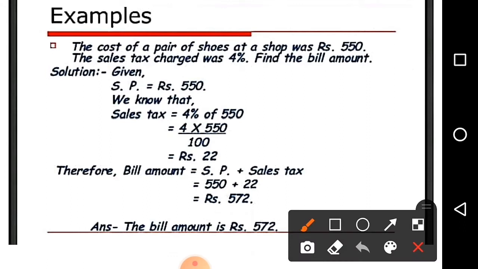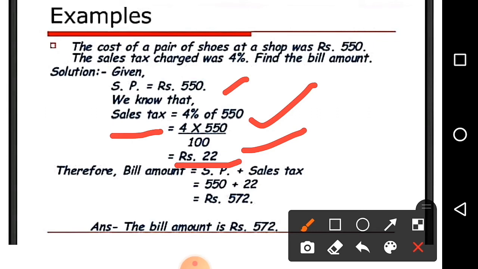So how will you do it? First you need to write down what is given in the question. So SP is given, 550 rupees. Now sales tax is 4%. So we have to find 4% of 550. 4 into 550 divided by 100. So that will give you 22 rupees. Means you have to pay 22 rupees extra. So 22 rupees is the additional amount that you have to pay as tax.